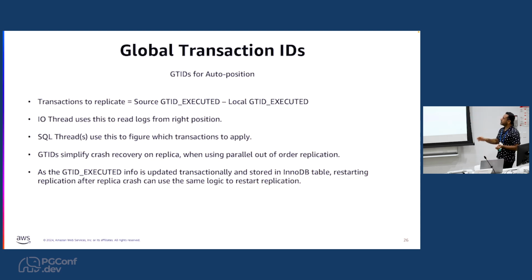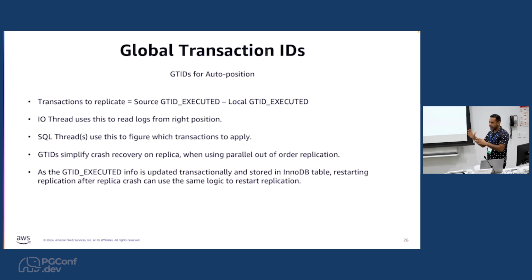It uses this logic. The transactions it needs to replicate are the GTID executed set on the source, which would be a set of transactions, an interval like 1 to, let's say, 10,000. It will subtract its own local GTID executed. So what it gets is a set of transactions that have been applied on the source but not applied locally. Then the IO thread can talk to the source thread, and it can get exactly those transactions that it needs.